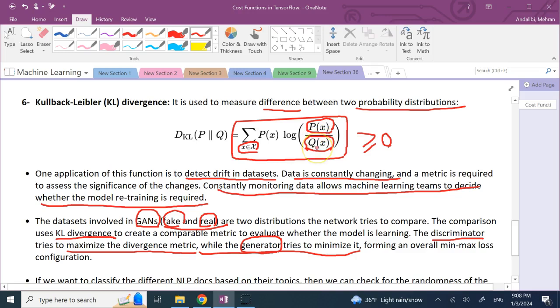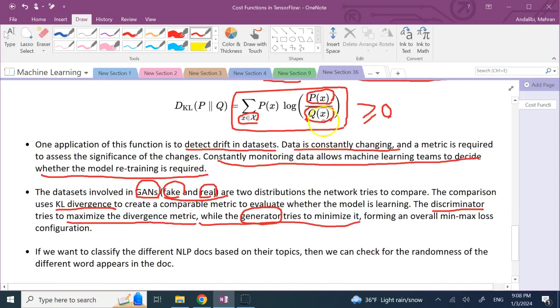This P and Q, you can define them over whatever attribute of the image you're looking at. It could be so many things. So you want to see, let's say, if the distribution of color, the location of the pixels, the entropy, skewness, contrast, so many measures in the picture, if these distributions of the fake image and the real image are very close to each other or not.